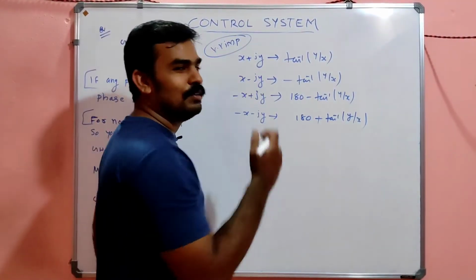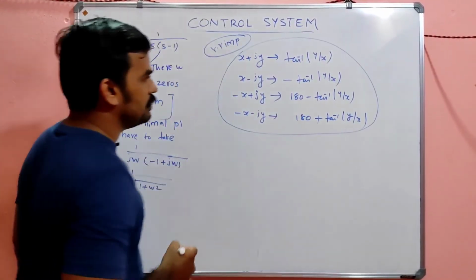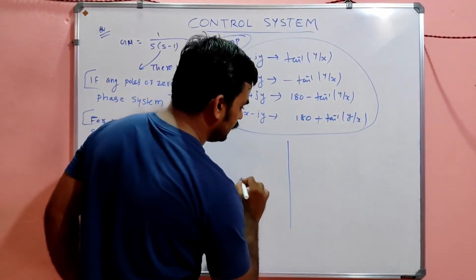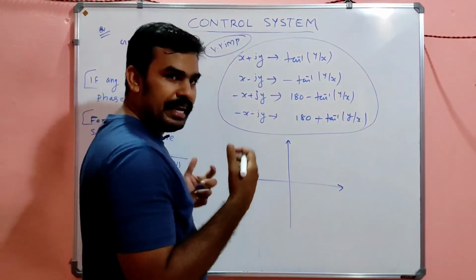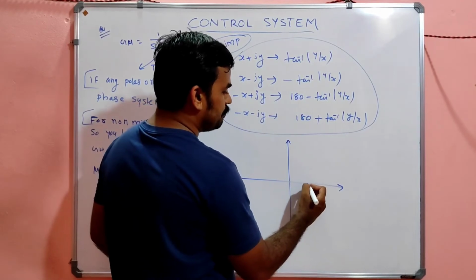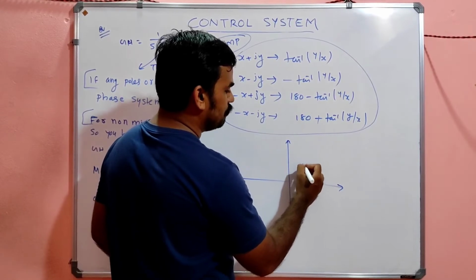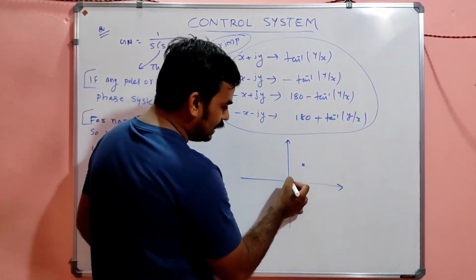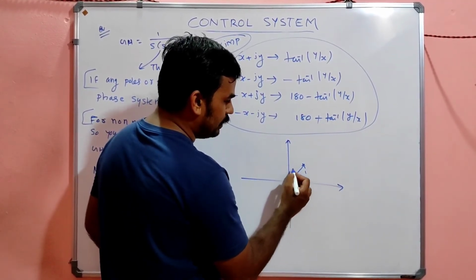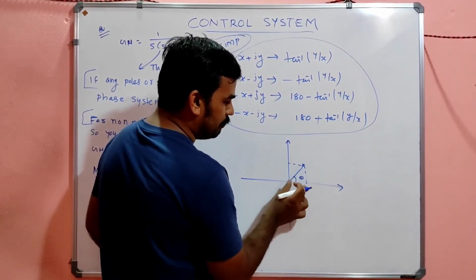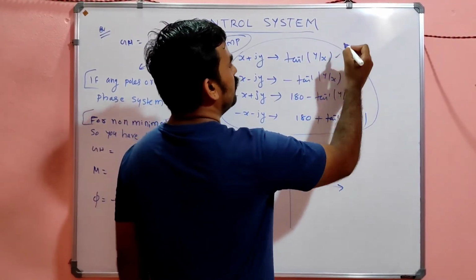See, how can we get these angles? X plus jy means the real part is positive x and the imaginary part is also positive y, so the point lies somewhere here. The angle to the point is this angle right here. Tan theta equal to y by x, so theta equals tan inverse of y coordinate by x coordinate, simply tan inverse y by x.